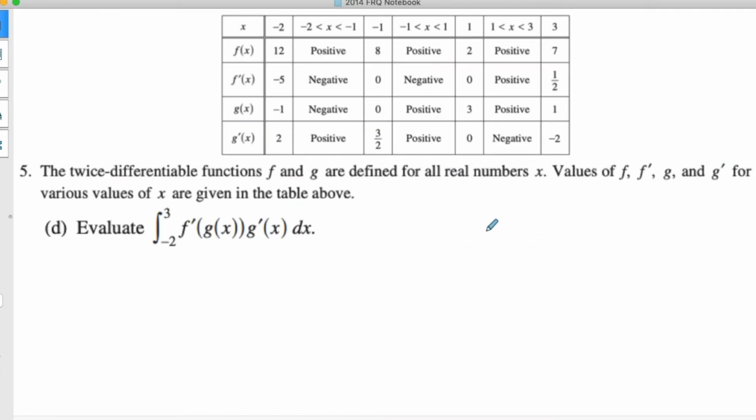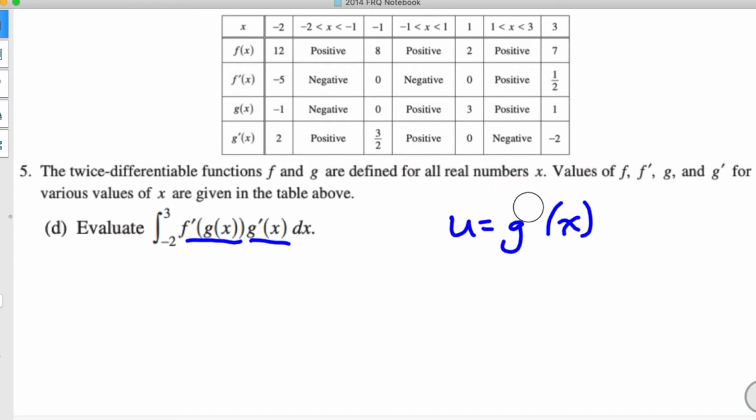Part D. Now we're looking at an integral. So we want to find the integral of this, and this kind of looks messy. It does look like a mess, but this is the same thing as your u substitution. Really, because we have the function and its derivative inside there, you would set u equal to g prime of x, or I'm sorry, u equal to g of x.